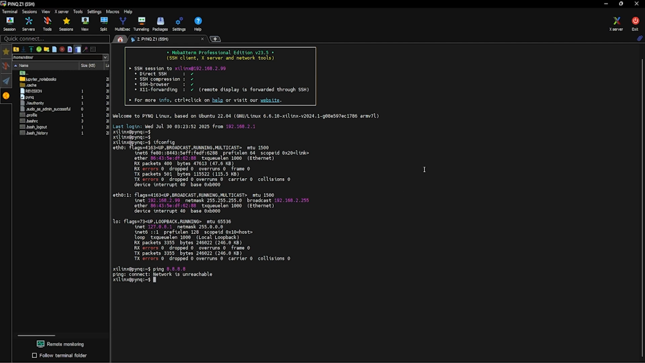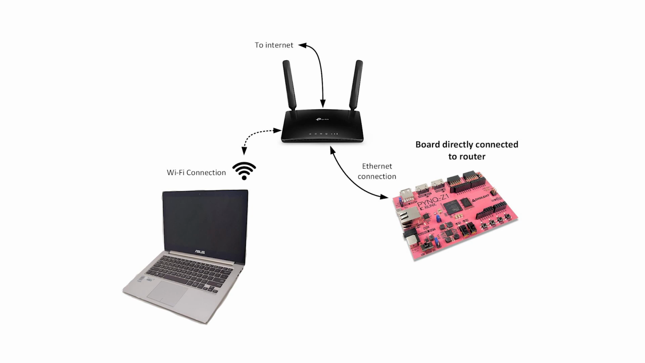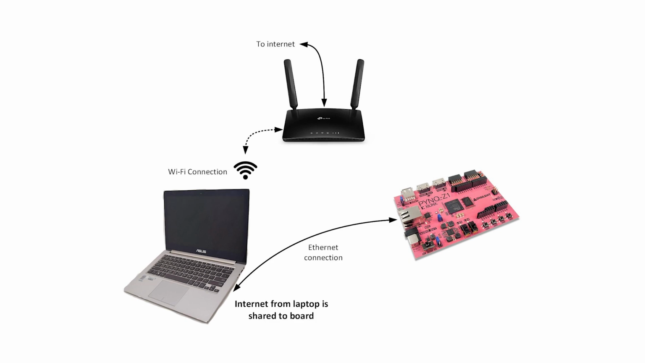Internet access may be necessary if you want to install Python libraries using pip or to perform system updates and downloads directly from the board. There are several ways to connect the board to the internet. For example, you can connect it directly to a router that already has internet access, as shown in this diagram. However, in my case, I'm using internet sharing. Since my laptop is connected to the internet via Wi-Fi, we can share that Wi-Fi connection with the board through the Ethernet cable that's already connected to it.